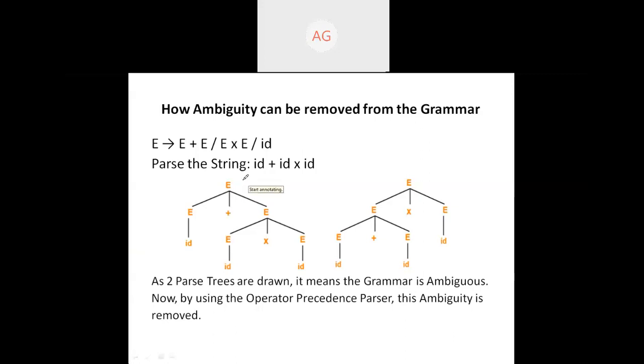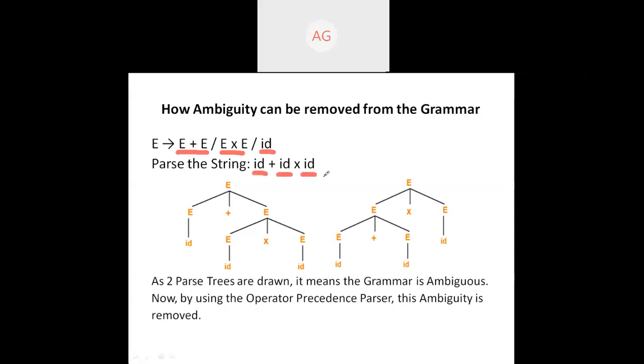As we discussed earlier, an important feature of operator precedence grammar is that it removes ambiguity from the grammar. So how can the ambiguity be removed? As you can see, this is our grammar, which consists of three productions. The first is E produces E plus E, the second production is E produces E into E, and the third is E produces ID. We need to produce a string based on this grammar, ID plus ID into ID.